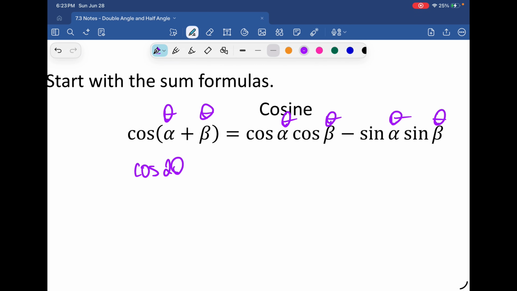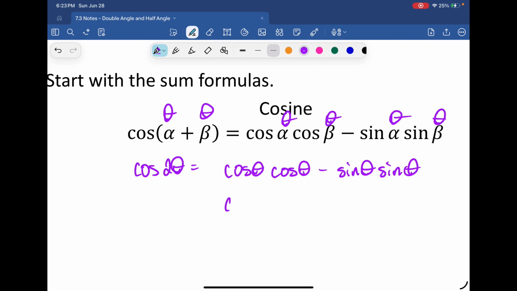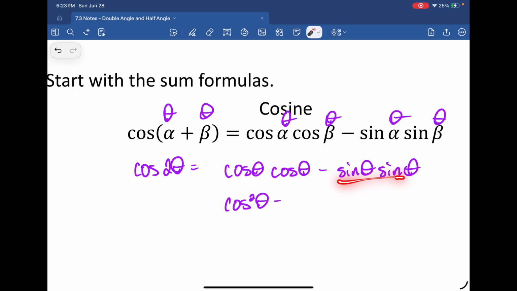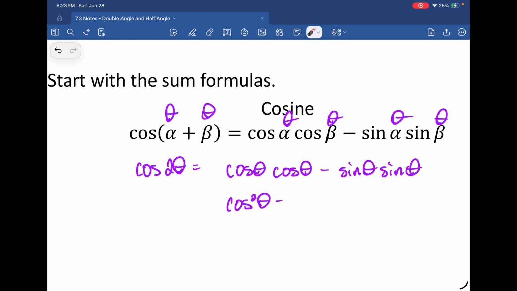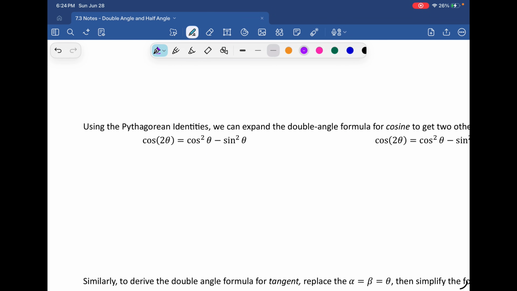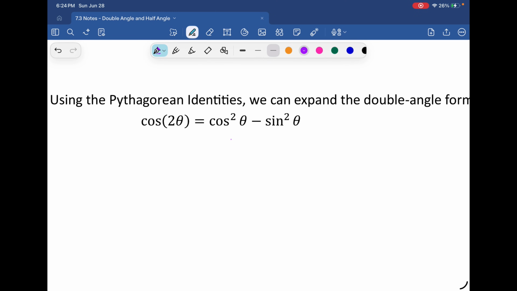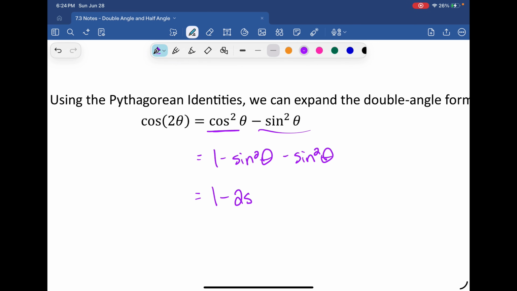If we do the same thing with cosine, call alpha and beta theta. So we have cosine theta cosine theta minus sine theta sine theta. Cosine times cosine is cosine squared, and sine times sine is sine squared. This is not the same as the Pythagorean identity, because Pythagorean is a plus sign. Using the Pythagorean identity, sine squared plus cosine squared is 1, we can replace either cosine squared or sine squared. So I'm going to replace cosine squared with 1 minus sine squared. We still have this one, so 1 minus 2 sine squared.